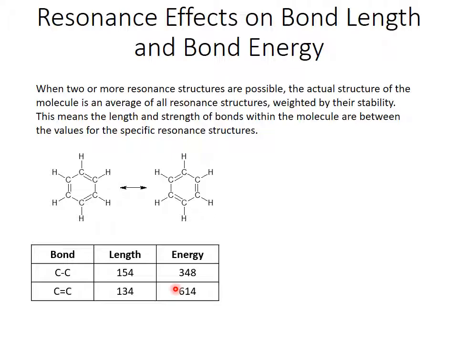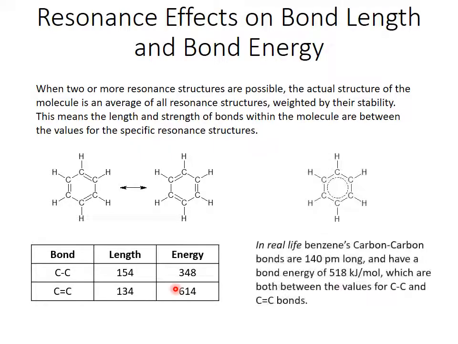But this is not how benzene actually exists. In real life, benzene's carbon-carbon bonds aren't a pattern of alternating single and double bonds, but rather a ring of single bonds with this shared ring of 3 pairs of electrons on the inside. So it's more like having 6 1.5 strength bonds. In real life, if you measure the benzene molecule, you find that its carbon-carbon bonds are 140 picometers long, and they have a bond energy of 518 kilojoules per mole.